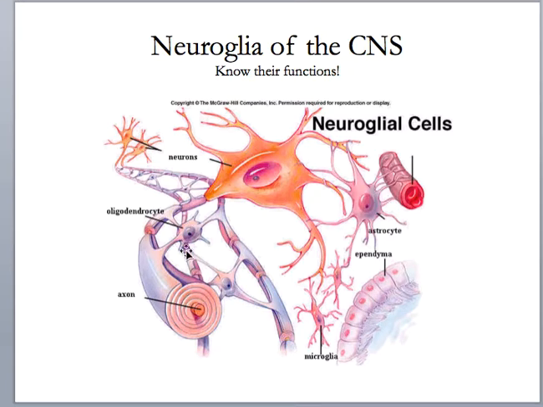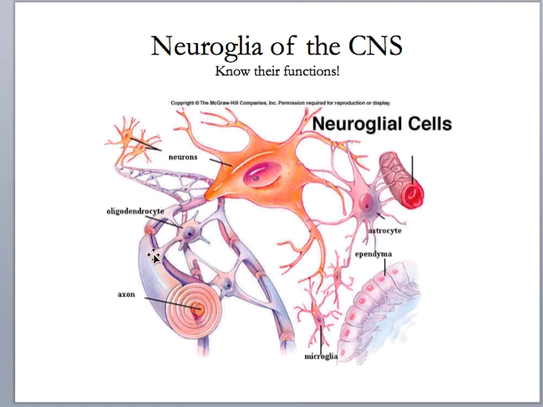Here, this cell, which also looks somewhat star-shaped, but you can see that its multiple processes come and wrap around axons. This is an oligodendrocyte. Same function as a Schwann cell, but this is within the central nervous system. And whereas a Schwann cell in the peripheral nervous system wraps around only one axon, one oligodendrocyte in the central nervous system can have a process wrap around this axon, and then another process wrap around this axon. So it myelinates multiple axons.